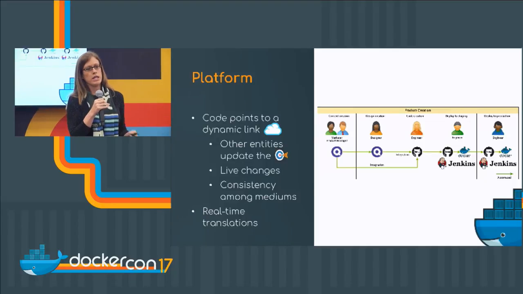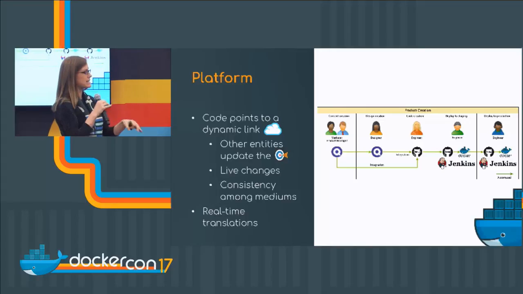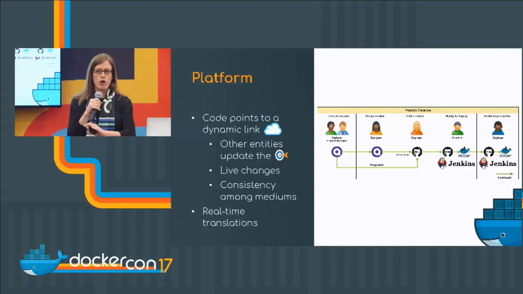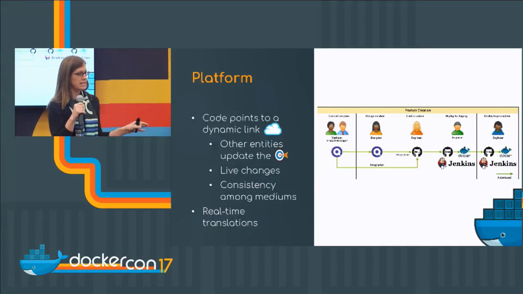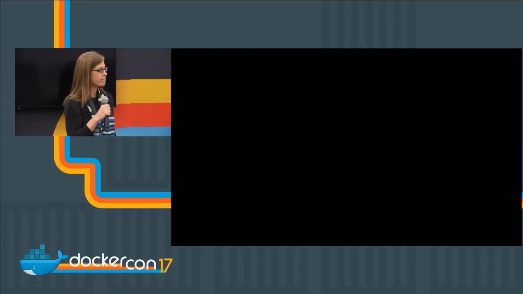So essentially, in your product, whatever you're building, you use an SDK and instead of actually writing in a string, you would have a link and it points to somewhere in the cloud, and then other entities can update that target. And that results in consistency among all of your products, whether it's a website or a mobile app. It's all updated live, and there's no hard-coded strings anywhere.